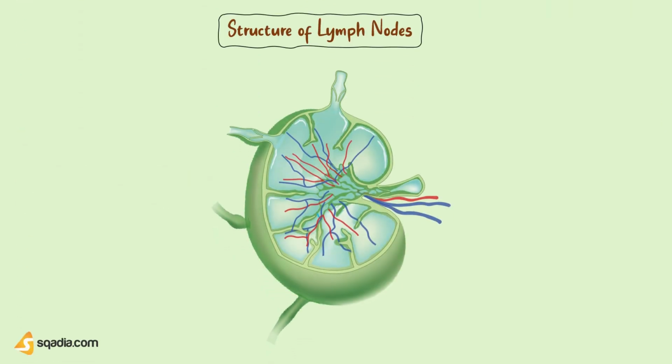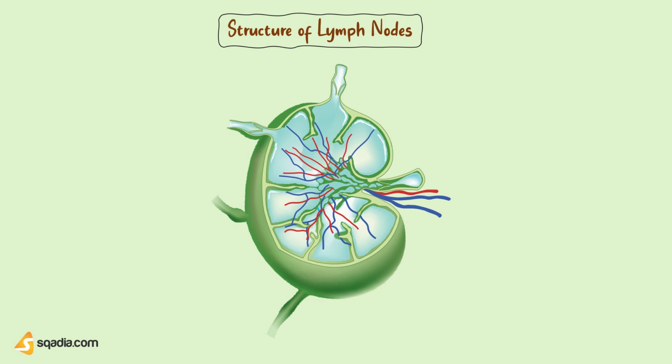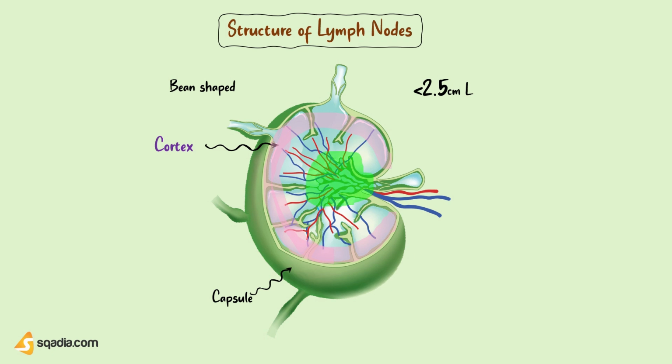Now, after their numbers and distribution, we will try to learn the structure of the lymph node. Although lymph nodes vary in size and shape, they are generally bean-shaped and less than 2.5 centimeters in length. Each lymph node constitutes masses of lymphatic tissue, covered by a dense connective tissue capsule. The structures inside lymph nodes are arranged in 3 layers, namely cortex, the outer one, medulla, the innermost, and paracortex, the layer or area between the cortex and medulla.